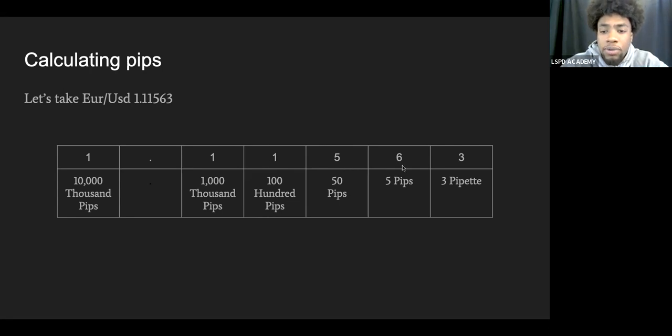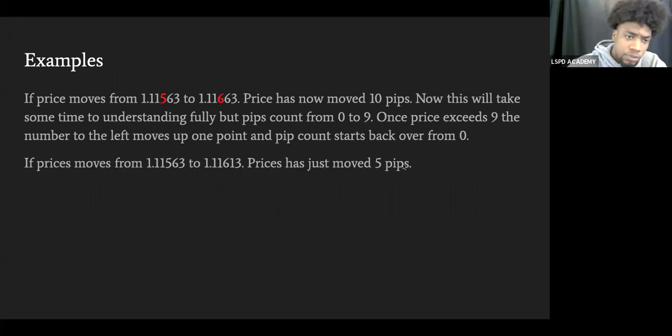We'll break this down with a couple of examples to help you better understand how to recognize and count pips. Take some time as you're looking at charts, going through trades, and as you start building out trading plans, calculating how many pips you want to move per trade. Calculating these pips will become a little bit faster for you. So, a few examples here. If price moves from 1.11563 to 1.11663, price has now just moved 10 pips, right?